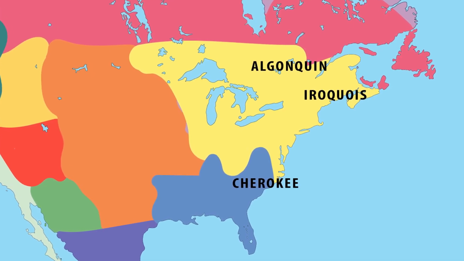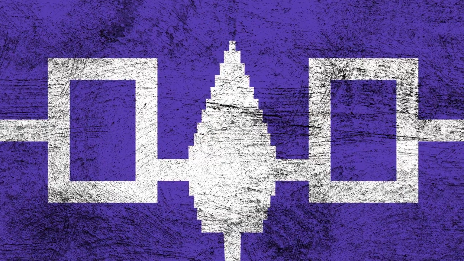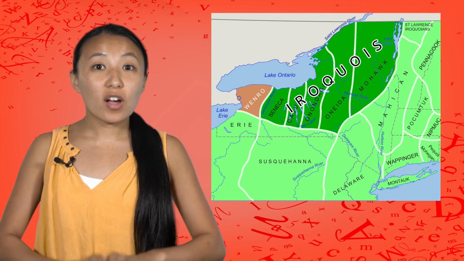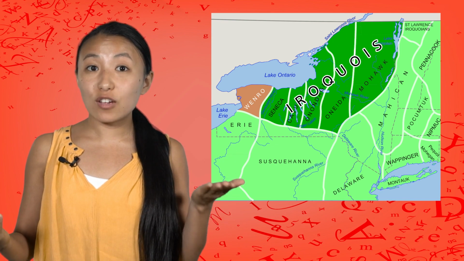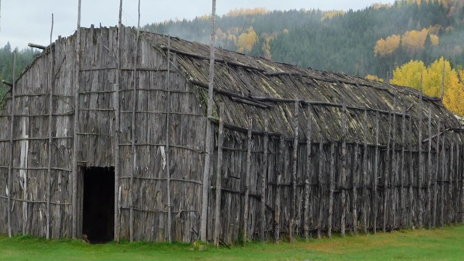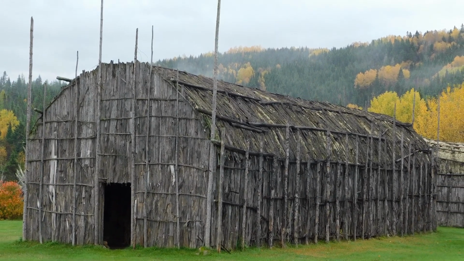seeking westward expansion. We'll begin with the Iroquois, also known as the Haudenosaunee, or the People of the Longhouse. The Iroquois nations inhabited the northeast woodlands across a large area from the Great Lakes region to modern-day New York State and Pennsylvania. They lived in longhouses, formed a confederacy of nations, and created a constitution.